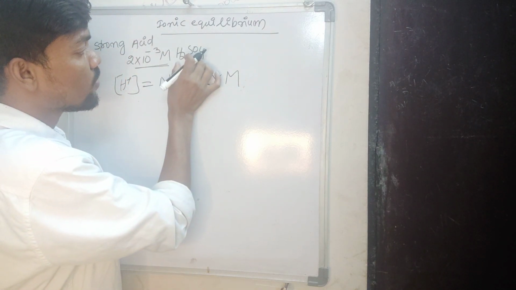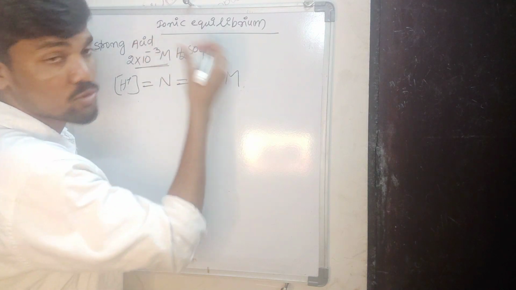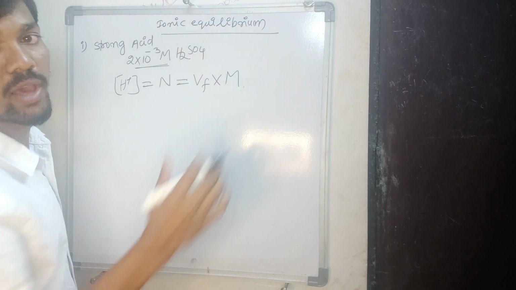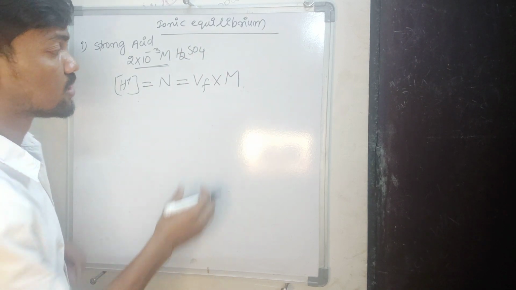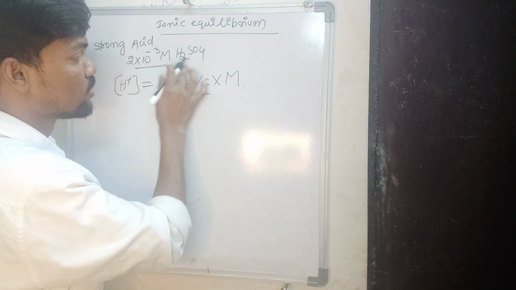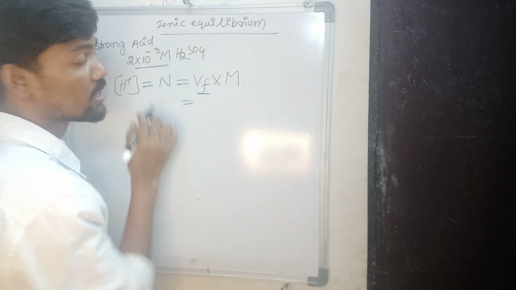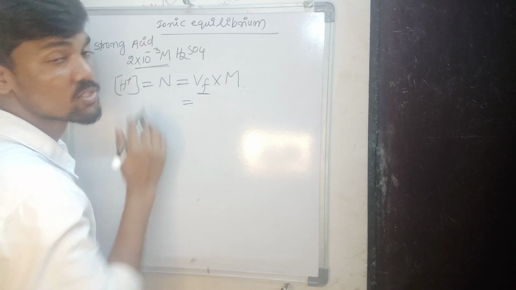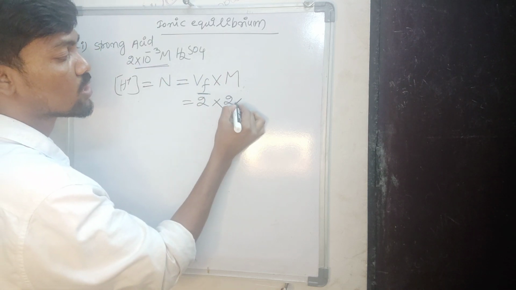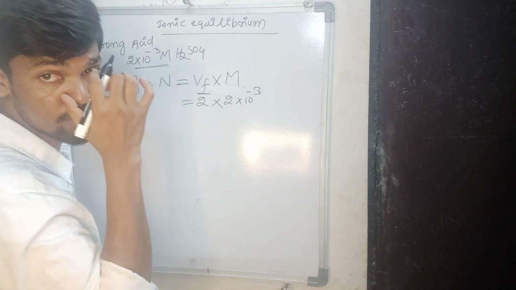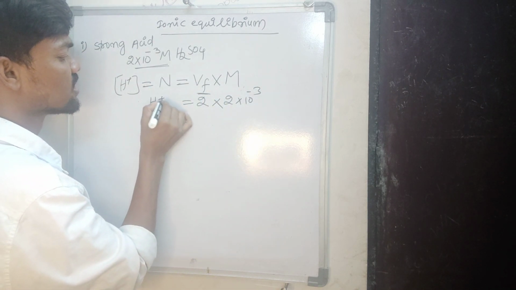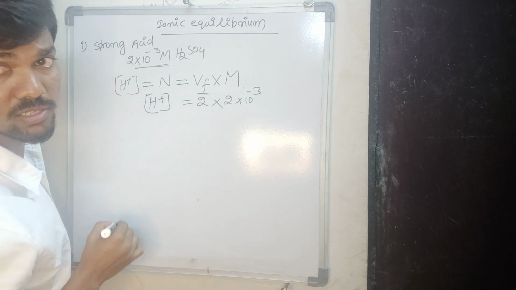What is the valency factor? Normality is equal to weight by molecular weight. We already discussed the valency factor. For this, how many hydrogens are there? 2 hydrogens are there. For H2SO4, the valency factor is 2. Molarity is 2 into 10 power of minus 3. So this is the H plus concentration.